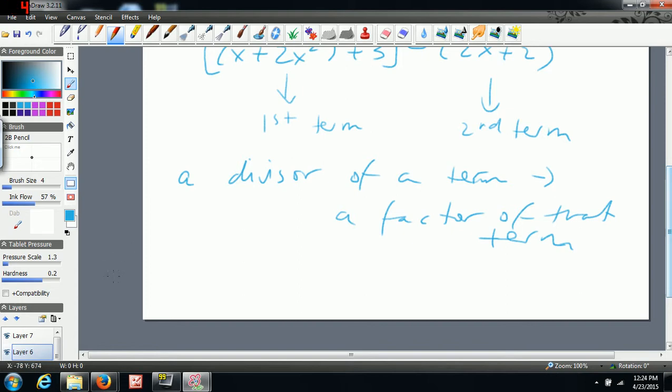So for example, if you have the expression 3axy, then the factors, or divisors, of this would be 3, a, x, and y. So those all divide 3axy. 3 goes into this, a divides it, x divides it, and y divides it. Okay, so these are all called factors of 3axy.